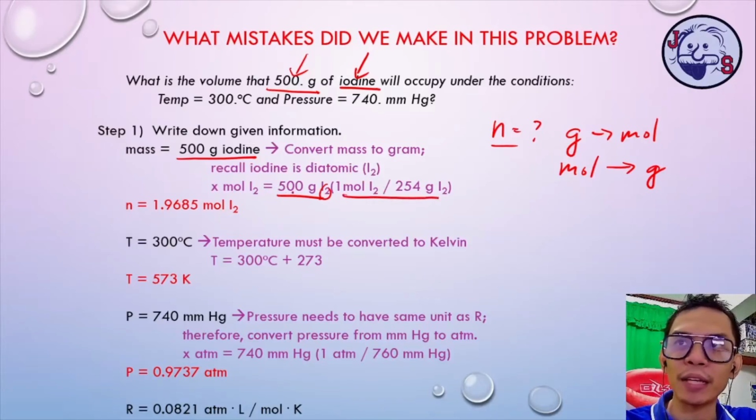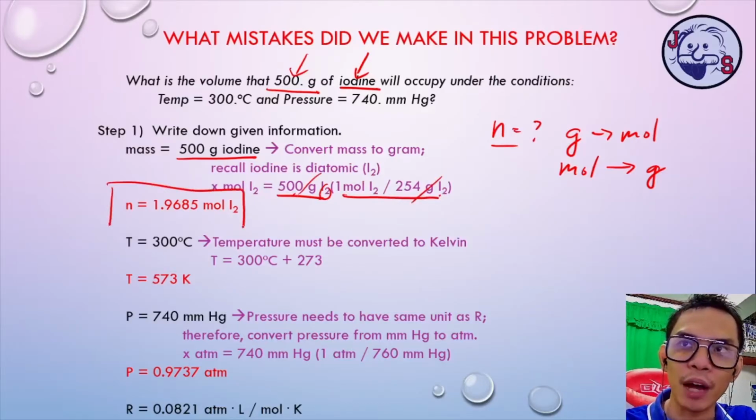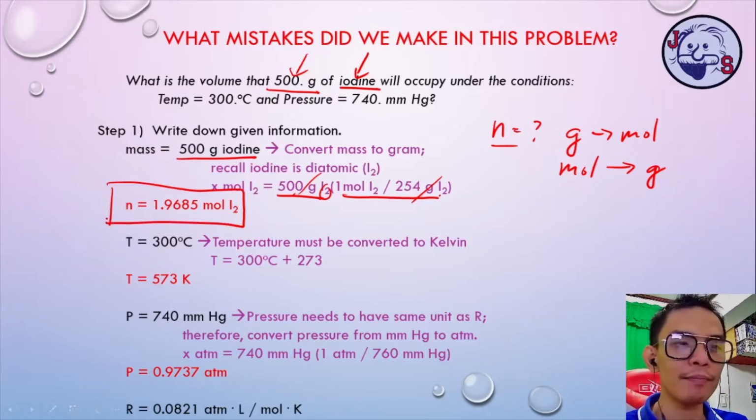Then dividing 500 grams by 254, cancel the grams, and you will get this value. That's the number of moles, so we now have an n.